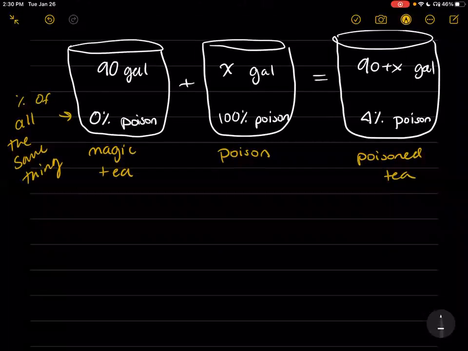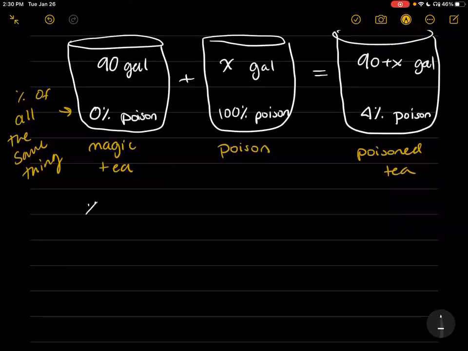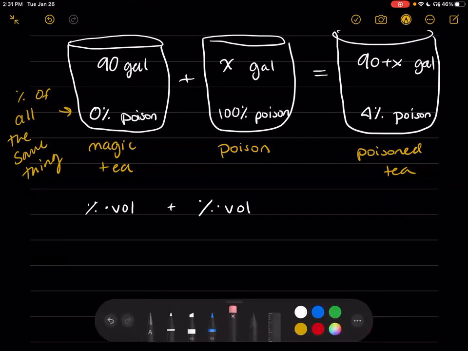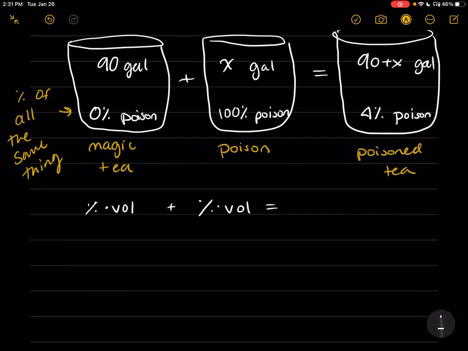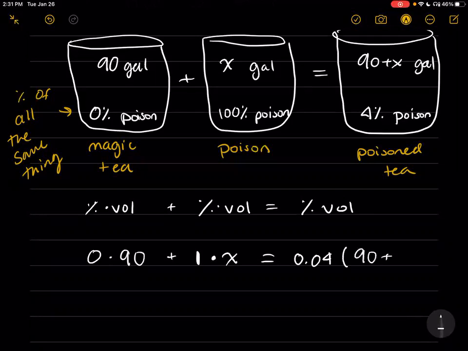So remember that the general way to get an equation out of a drawing like this is you've got your percent times volume plus percent times volume equals percent times volume. And so in this case, we've got 0% times 90 gallons plus 100%, which is going to be a 1, times X gallons equals, here the percent is 4, so we write 0.04, 4% times 90 plus X gallons.